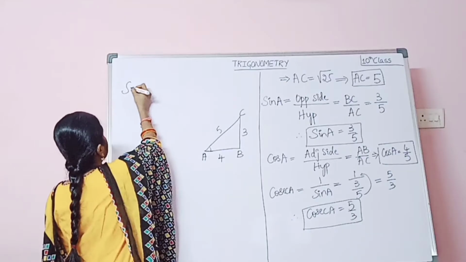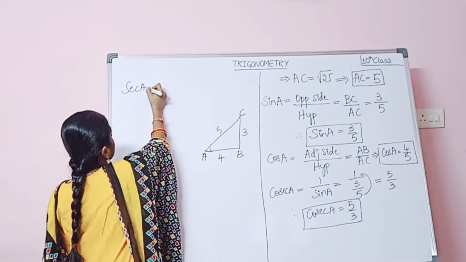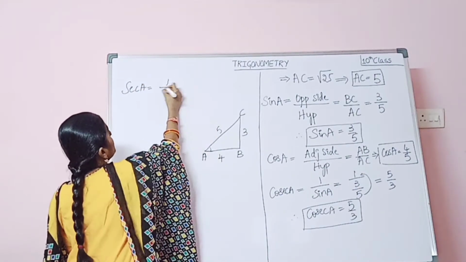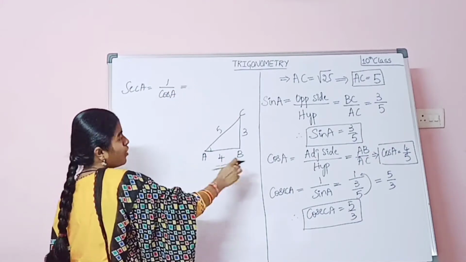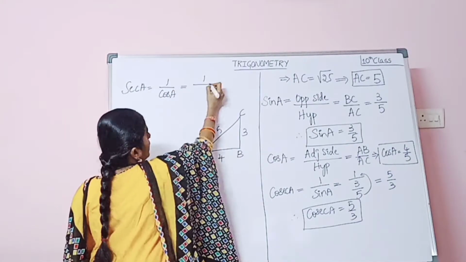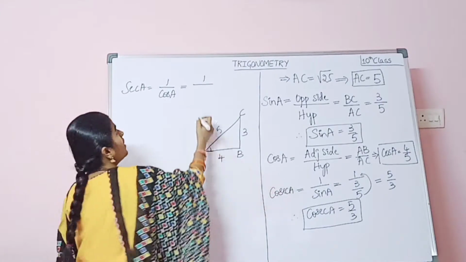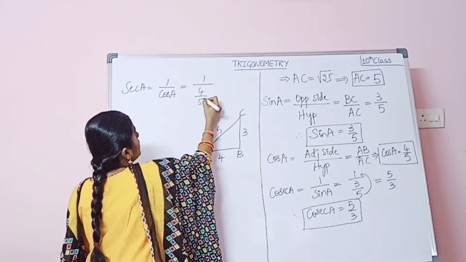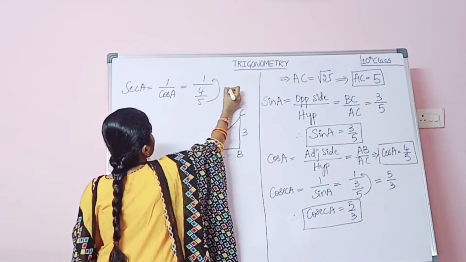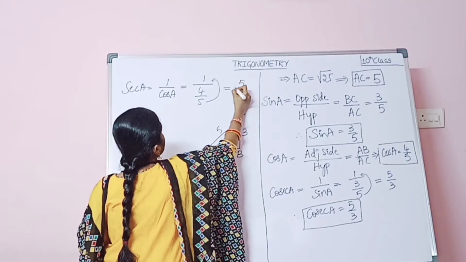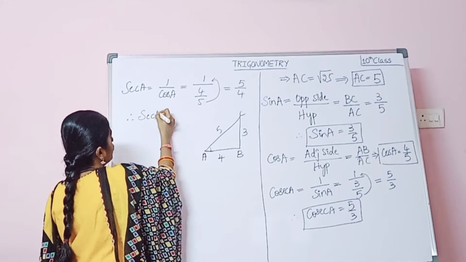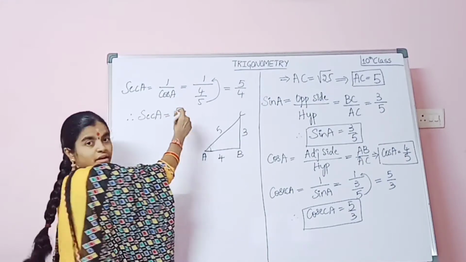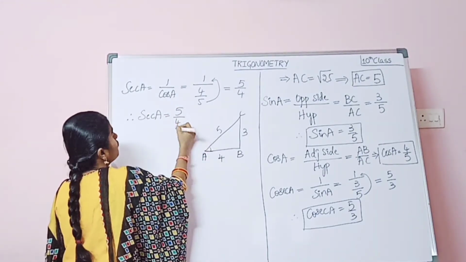Now secant A. What is the formula for secant A? 1 by cos A. What is the value of cos A? 4/5. So 1 by cos A equals 1 by 4/5. Now this 5 goes this side, and we will get 5/4. Therefore secant A equals 5/4.